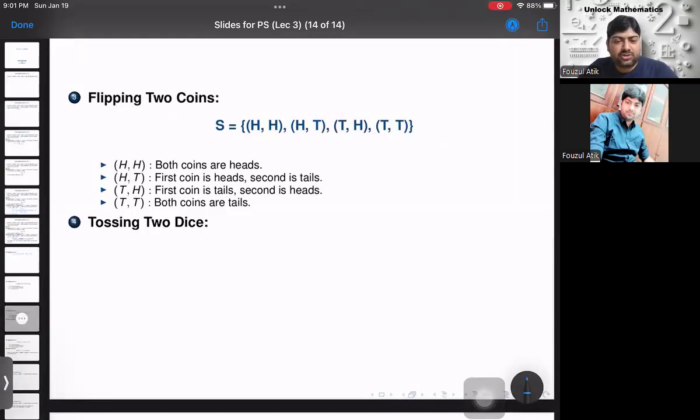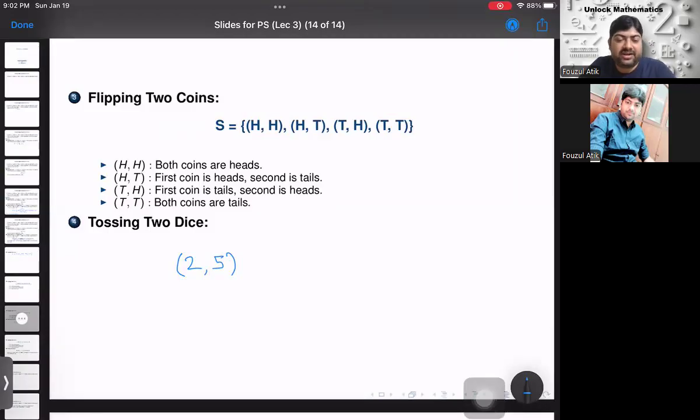Now again, if we toss two dice together, then what are all the possible outcomes you can have? We all know a dice has six faces, 1, 2, 3, up to 6. So if I'm tossing two dice together, what can be the possibilities? One of the outcomes may be that in the first dice you got the number 2 and in the second one you got the number 5. Possible? This is one of the outcomes.